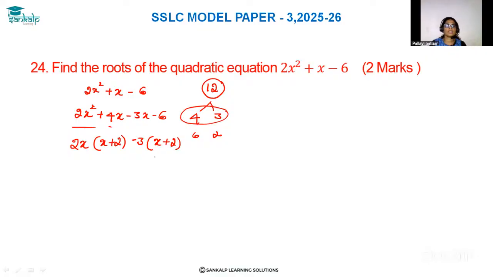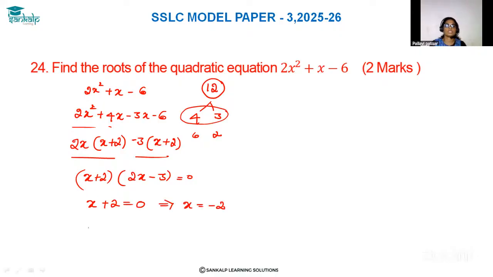What is the common term in these two terms? x plus 2. So in the bracket 2x minus 3. Okay. So here, if this is equal to 0, then x plus 2 is equal to 0. This implies x is equal to minus 2. So 2x minus 3 is equal to 0.